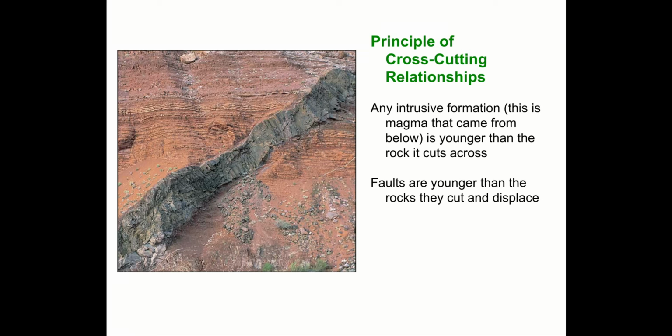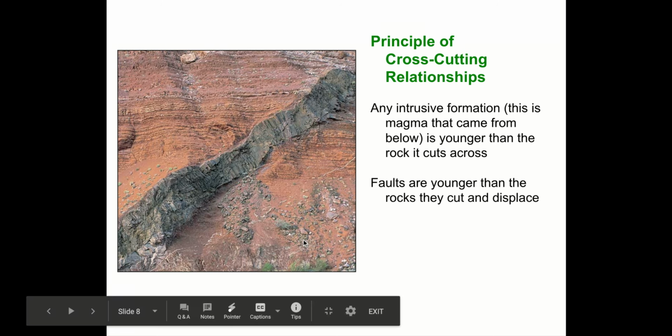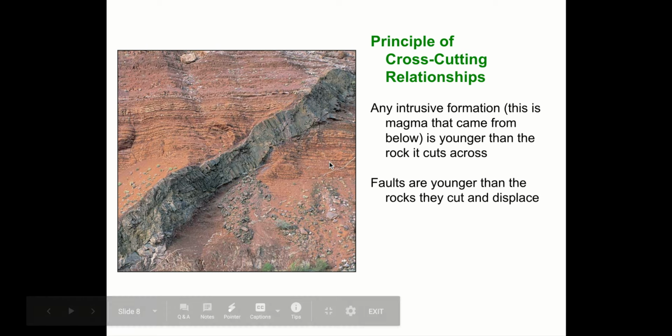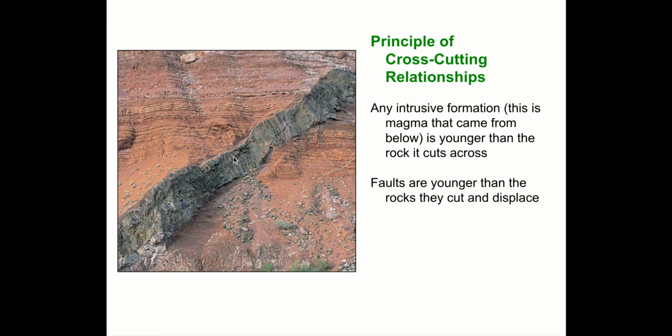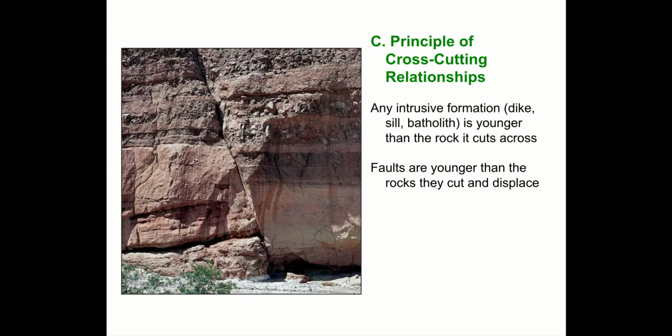Third principle is the principle of cross-cutting relationships. And so I think of cross-cutting is something has to exist in order to get cut. So this red layer was already existing, and then it was cut by this black layer, which was magma that came from below. Faults are where rock is displaced in an earthquake, and they are younger than the rocks that they displace. So in this case, the black feature cut the red feature, so the red feature had to be there first. Here's a fault.